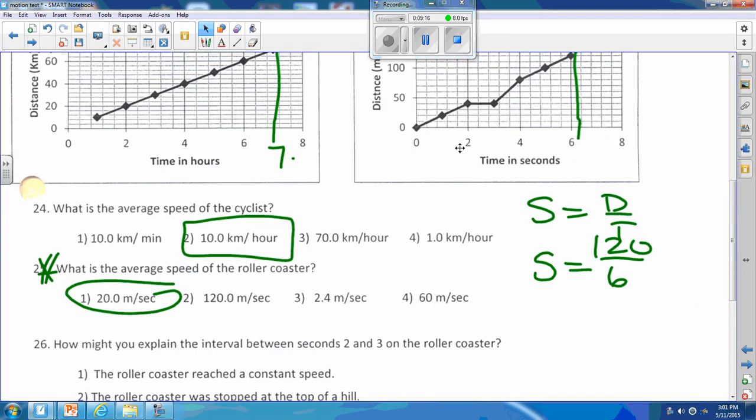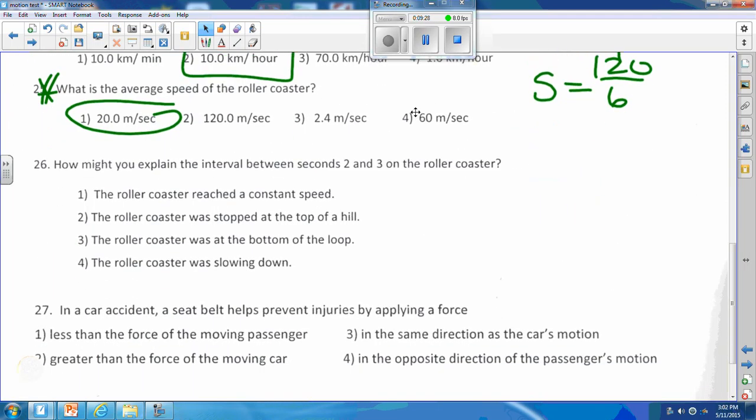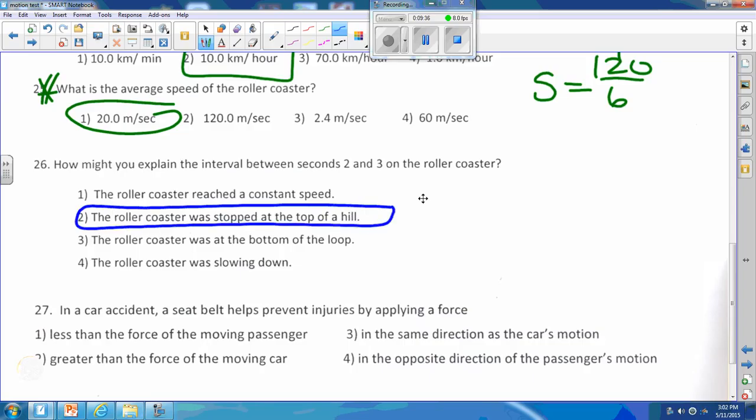All right. What's happening between seconds 2 and 3 on the roller coaster? It's a line that's straight across, parallel. Time advances and increases, but what happens to the distance? The distance doesn't change. So if time increases but distance doesn't, then the object is not moving. So the only one that says the object is not moving is the fact that the roller coaster is stopped at the top of the hill.